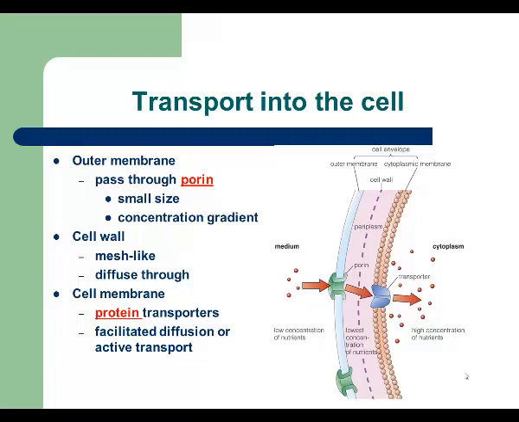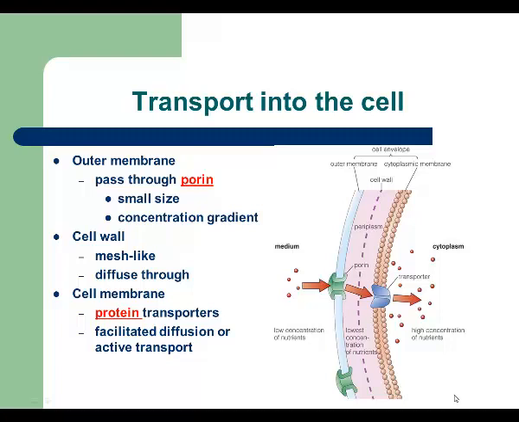So how do nutrient molecules go across the outer membrane? They use the most common way. We call it simple diffusion. So what is simple diffusion? Simple diffusion always follows the concentration gradient. That means the concentration of those nutrient molecules outside of the outer membrane is much higher than the concentration of the same molecules inside of the periplasm.